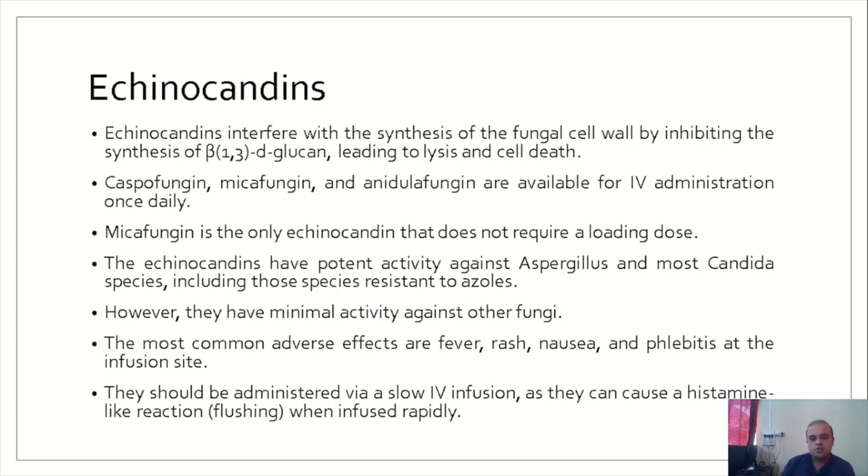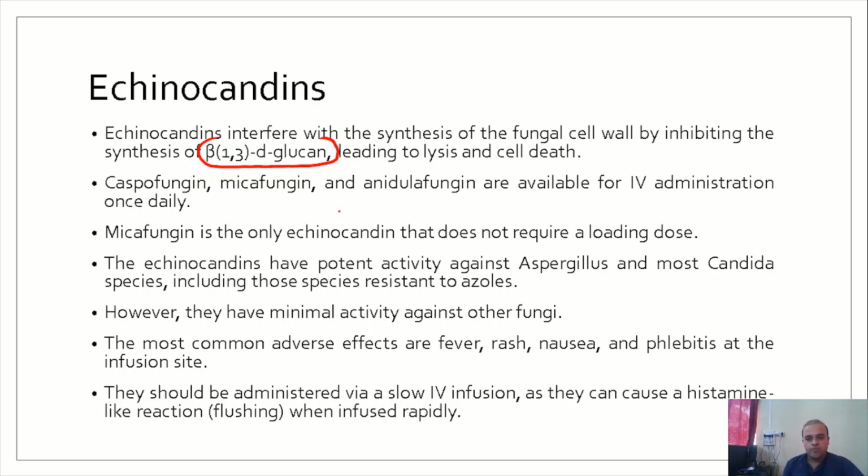So echinocandins, mechanism of action wise, interfere with the synthesis of the fungal cell wall by inhibiting the synthesis of beta 1,3 D-glucan. As you can remember from the video which I have shown you related to the fungal cell membrane and the cell wall, it is one of the cross-linking linkages that connects the cell membrane to the cell wall. One being the beta 1,3 and another is beta 1,6.